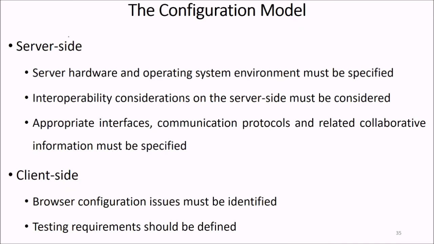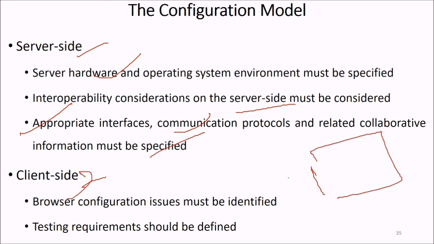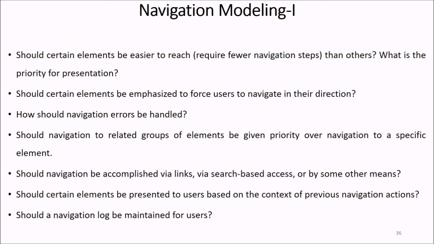Then the configuration, because a web app requires a server side and a client side. So server hardware and operating system need to be specified here. The interoperability considerations on the server side must be understood and considered. The interfaces, the communication protocol, and the relevant collaborative information must be known and specified. On the client side, you need to know what browser you are using, what the configuration issues are, and whether it supports HTML5 or not. All these things, the testing requirements, need to be defined.